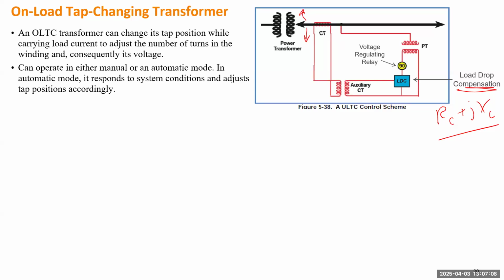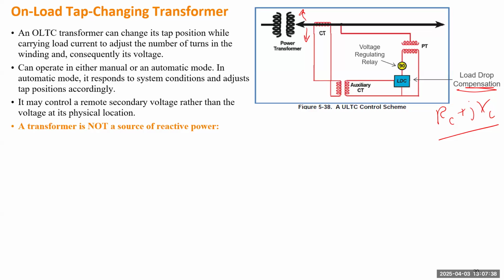If it has an unload tap changer, you can connect this in a closed loop control system, so you can automatically adjust the tap position. That's why we call such transformers active voltage controllers. Typically it's used to control the secondary voltage, and it can be just near the secondary side, or at a far location based on the load drop compensation component. But I have to emphasize the transformer is not the source of reactive power.